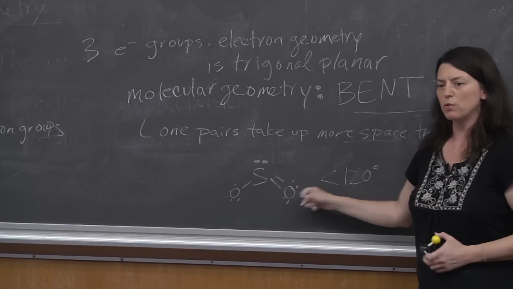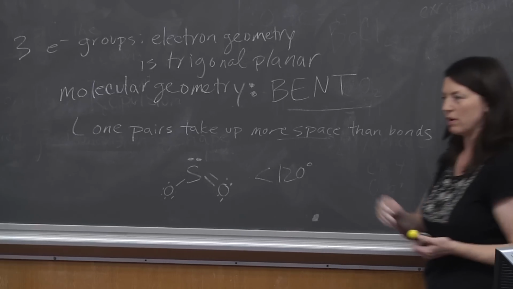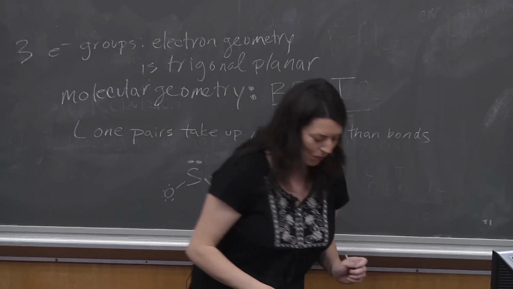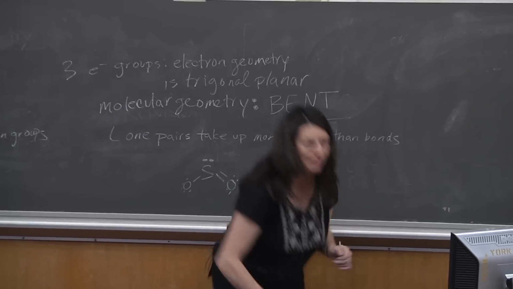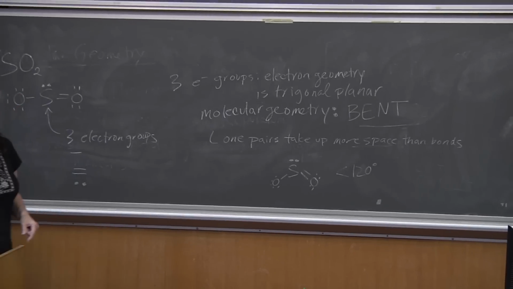It just gets a little bit squished, so you would have slightly less than 120 degrees. 120 is perfect when all 3 sides are exactly the same. If you have a lone pair on top, the angle underneath becomes a little bit smaller.